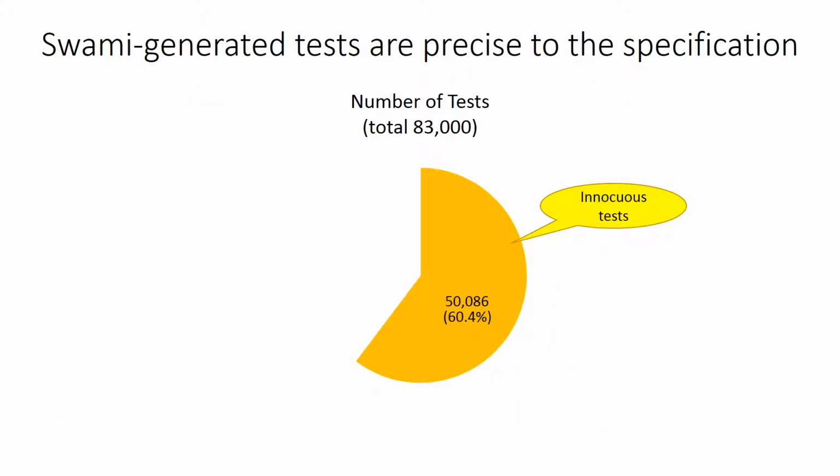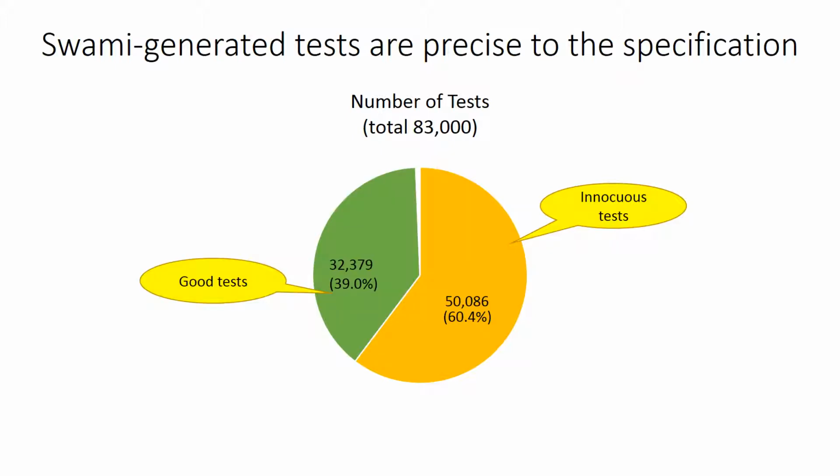When we use Swami to generate tests from the official JavaScript specification, we found that Swami generated 83,000 tests. Of these tests, around 60% were innocuous. These are the tests that can never fail and therefore can never generate any false alarms. I'll come back to why Swami ends up generating these tests later, but for now let's focus on the non-innocuous tests.